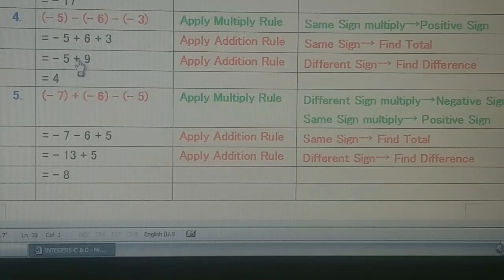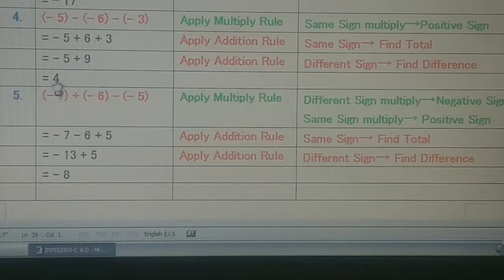So 9 is positive, 5 is negative. So here we have to apply the addition rule. 9 is positive, 5 is negative. Different sign, difference. So 9 and 5's difference is 4, and we put the greater number's sign in the addition rule. So 9 is positive, so our answer 4 will also be positive, that is 4.